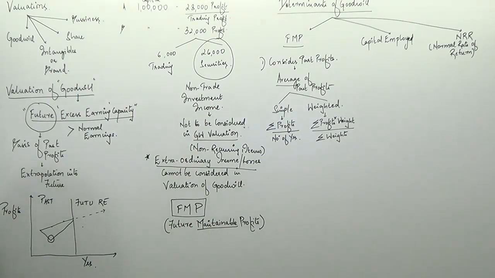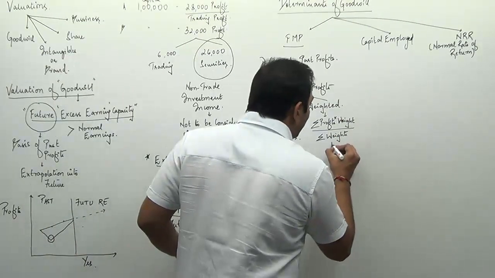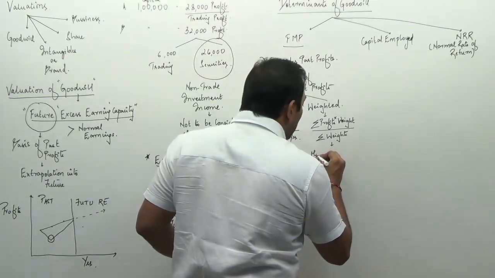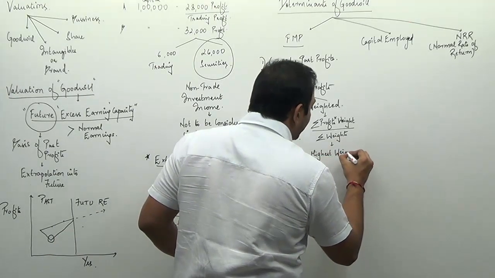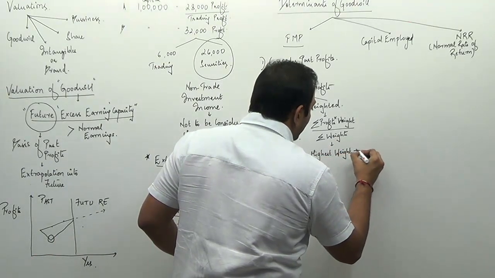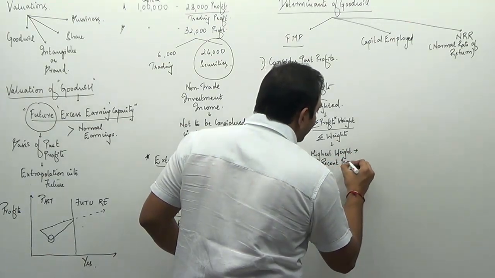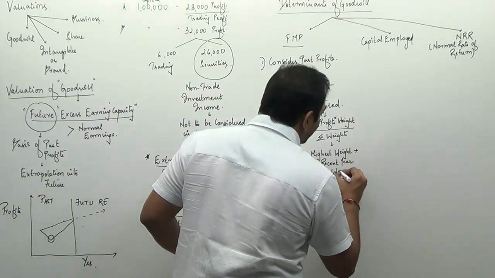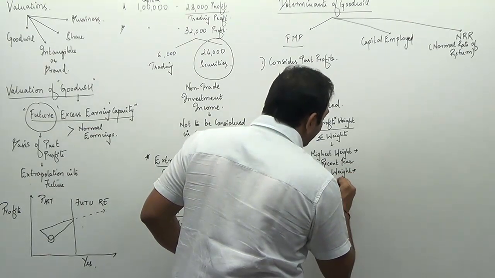Sum of profit into weight divided by sum of weights will give you weighted average profits. Now, whenever you are assigning weights, always remember my weights assignment should be highest weight to the most recent year and the least weight to the earliest year.